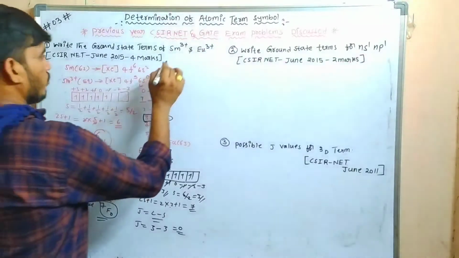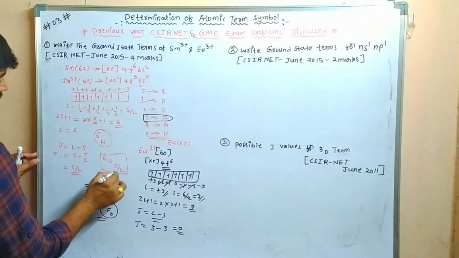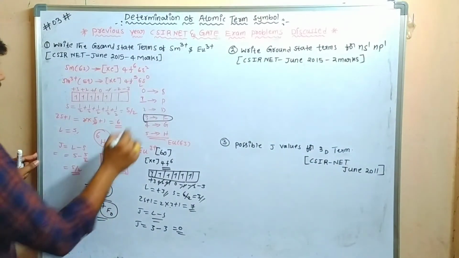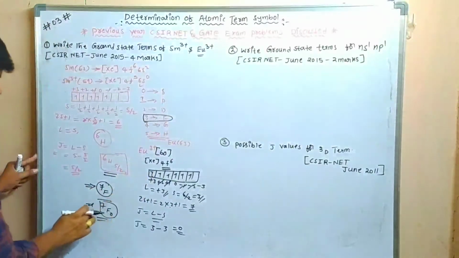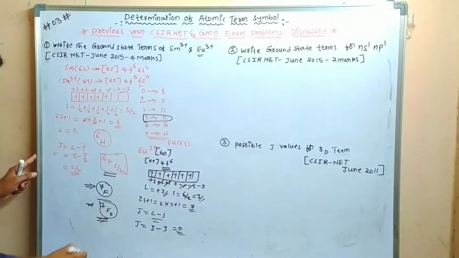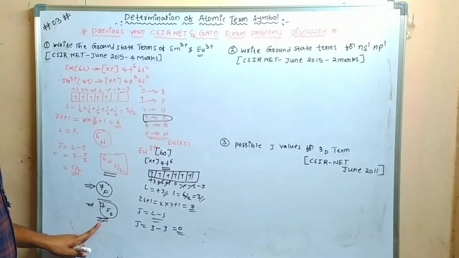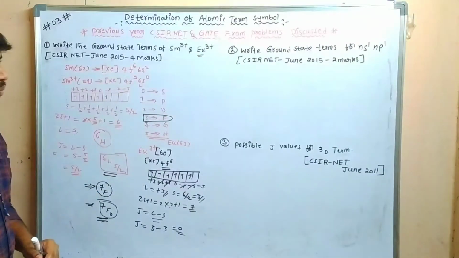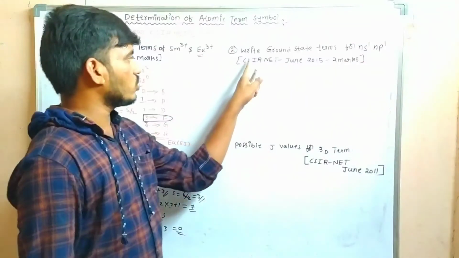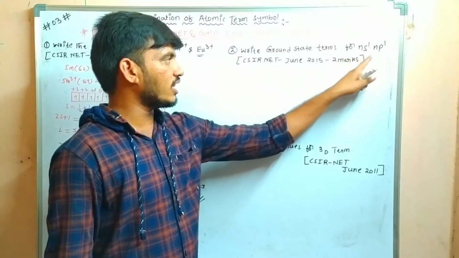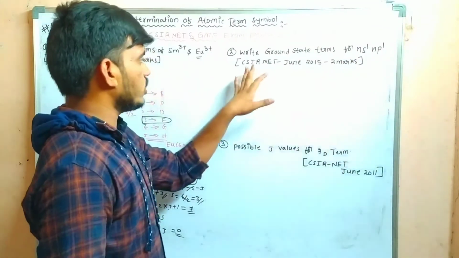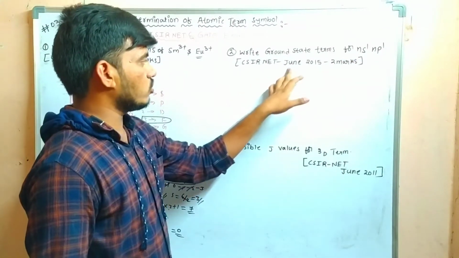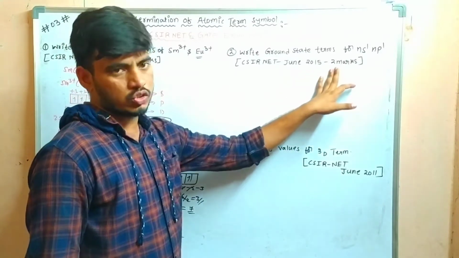Okay friends, samarium 3+ has 6H5/2 as its ground state term, and europium 3+ has 7F0. So these two are the ground state terms of samarium 3+ and europium 3+. Now coming to another question: write the ground state term for ns1 np1. This question was given in CSIR NET June 2015, 2 marks.